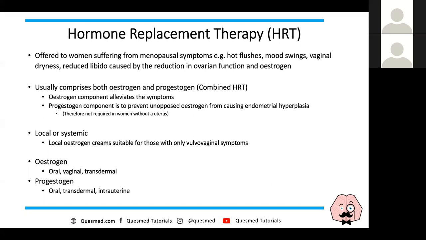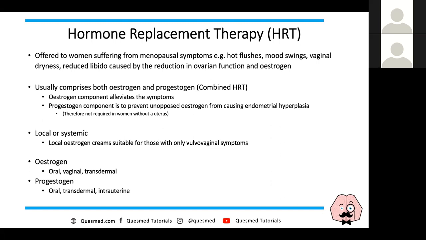And HRT can be local or systemic. By local, I mean local estrogen creams, which are applied to the vulva or the vagina. These are suitable for people that only have vulvovaginal symptoms. Quite often you'll have people that are only troubled by vaginal dryness, lack of lubrication, and a simple estrogen cream would be suitable for those people. They don't need to have systemic treatment. And these topical therapies, those vaginal creams, do not require a progesterone because they're only acting locally. They're not getting to the uterus and causing that proliferation.